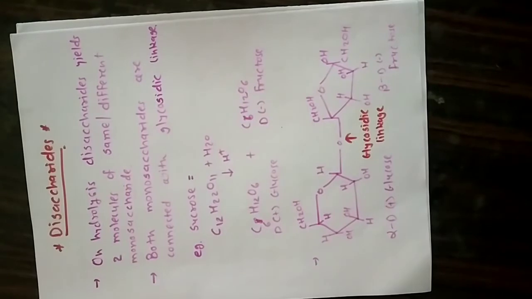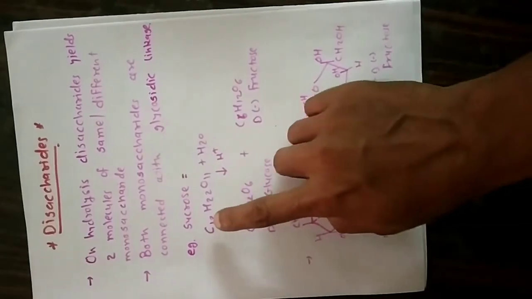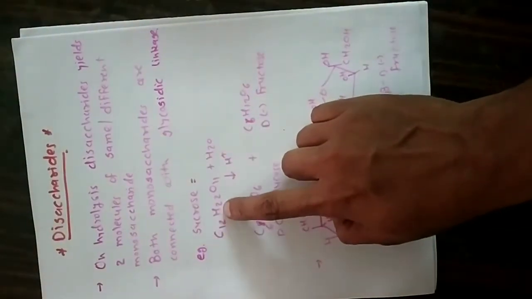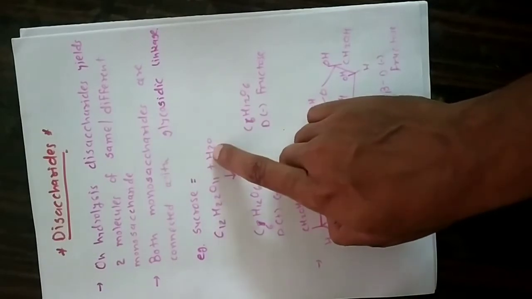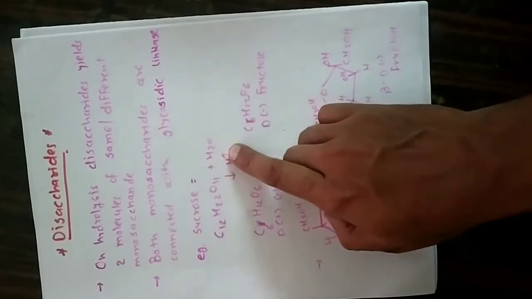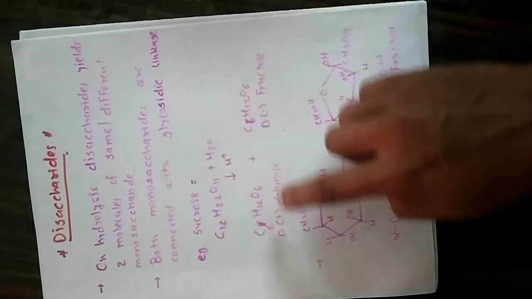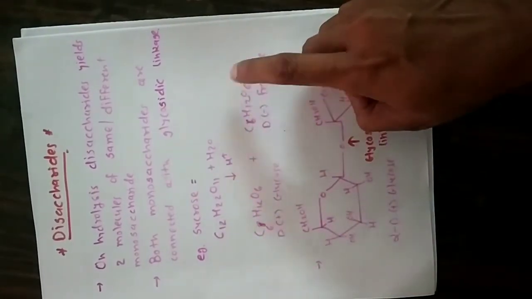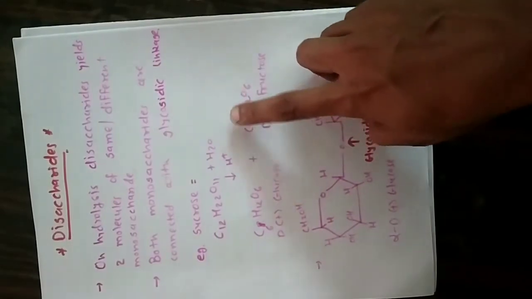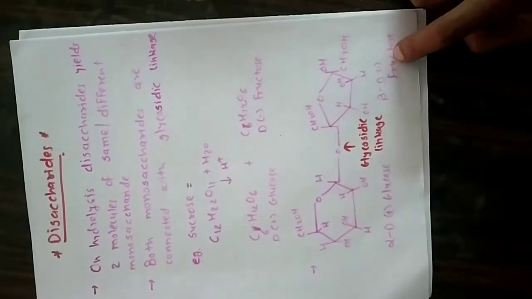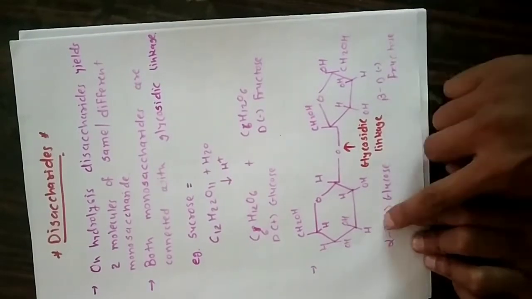Both monosaccharides in the structure of a disaccharide are connected with a glycosidic linkage. What is a glycosidic linkage? You can see here, this one is sucrose, C12H22O11. When we perform the hydrolysis reaction with H2O and H+, it gives us glucose and fructose, C6H12O6 and C6H12O6. Now this is the structure of the disaccharide, sucrose.